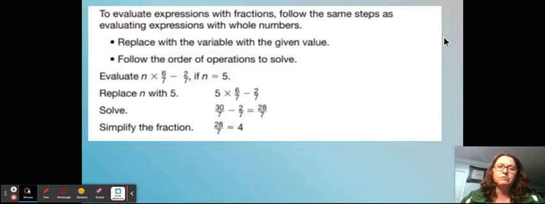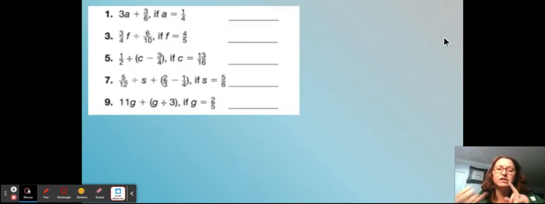The big thing you need to remember with today's lesson is you need to substitute and you need to use the order of operations. The order of operations is PEMDAS: parentheses or grouping symbols, exponents, multiplication and division left to right, and then addition and subtraction left to right. So let's look at a couple of examples.